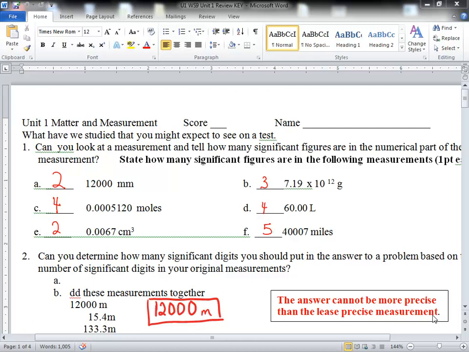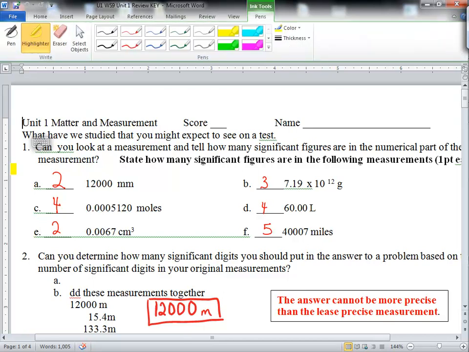So here we are with just a little bit of Unit 1 Matter and Measurement test review. We're looking here at the review sheet and hopefully we can answer questions you might have. Okay, we're looking at significant figures here. Let's see if I can highlight the significant figures and tell you why some of them are not significant.